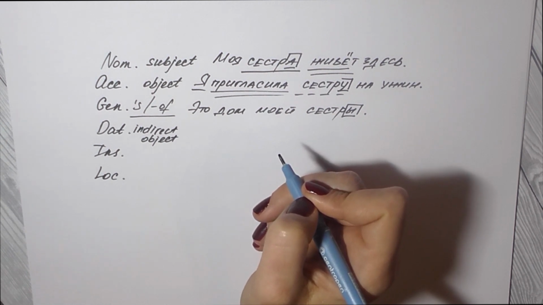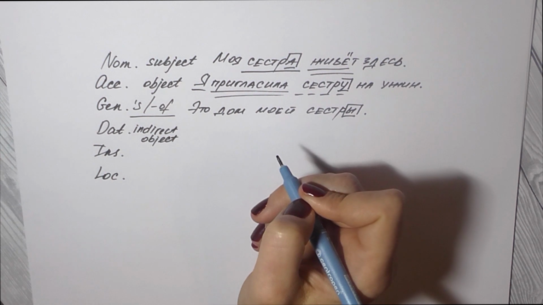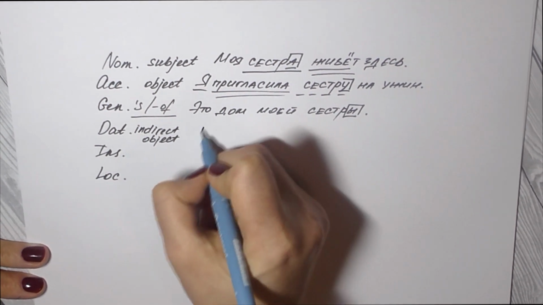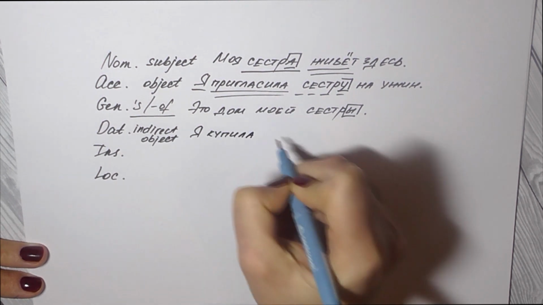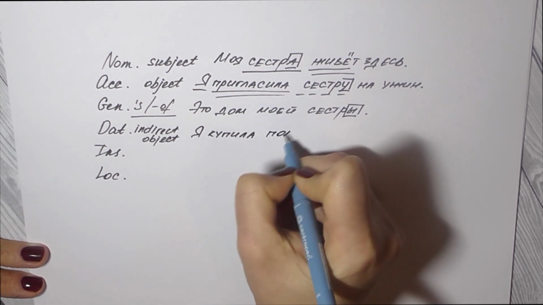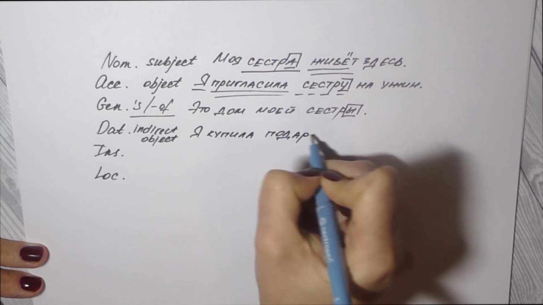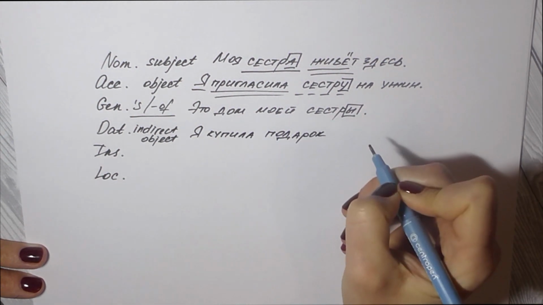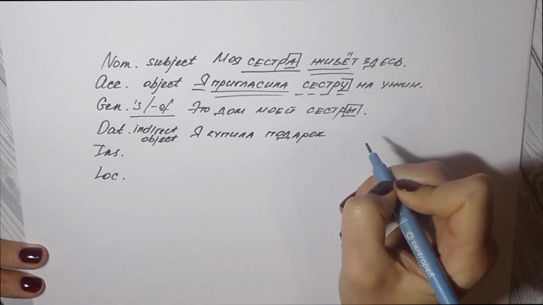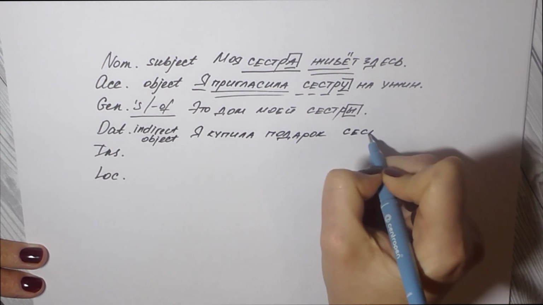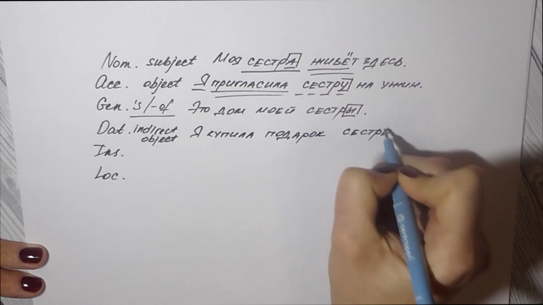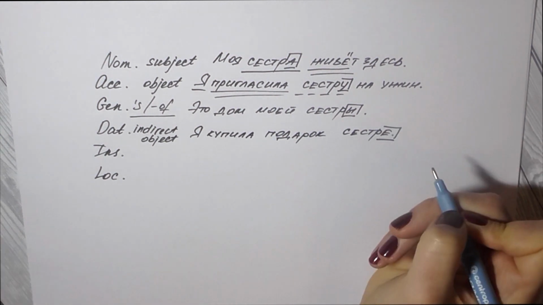So let's say that I bought a present for my sister. Let's put it down. Я купила, I bought, подарок, a beautiful word, a present. For whom I bought this? To my sister, for my sister. So it will sound like сестре, now with the ending "ye."